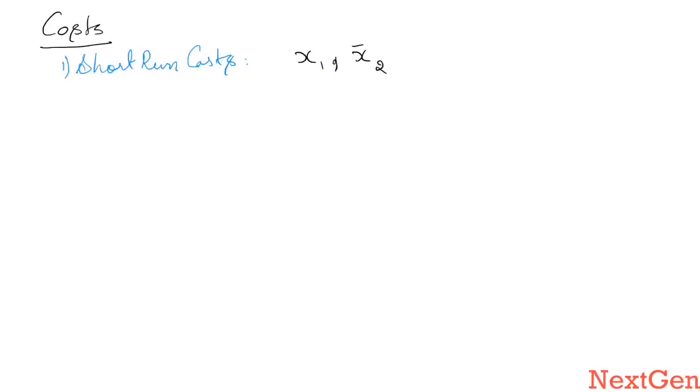Short-run costs are those costs in which one of the factors of production cannot be varied. Suppose we have two factors of production, x1 and x2, and suppose x2 is a fixed input and only x1 can be varied, then such type of cost will be known as short-run costs. Now in more general terms, let's call them capital and labor.